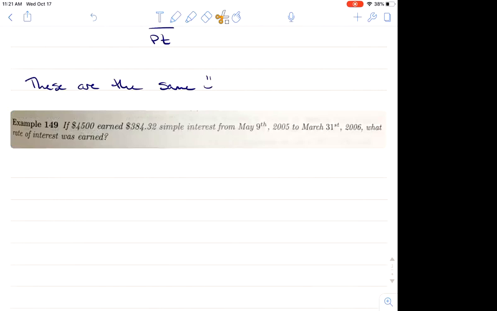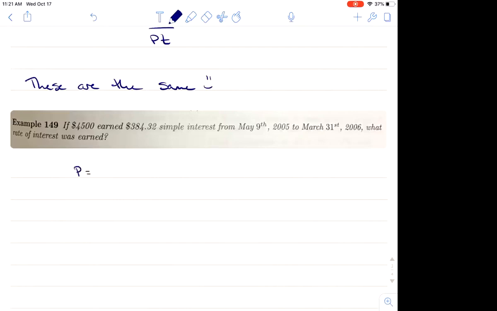If $4,500 earned $384.32 simple interest from May 9th, 2005 to March 31st, 2006, what rate of interest was earned? So we want to figure out what we know, and then figure out which rate formula we want to use to solve for the rate, because it's R we want to solve for.